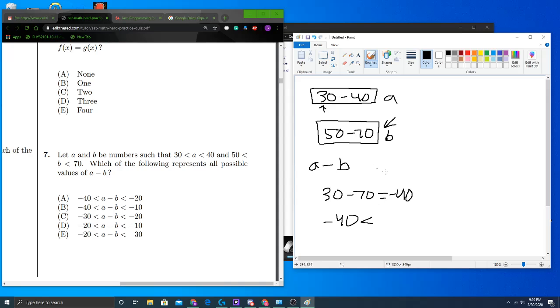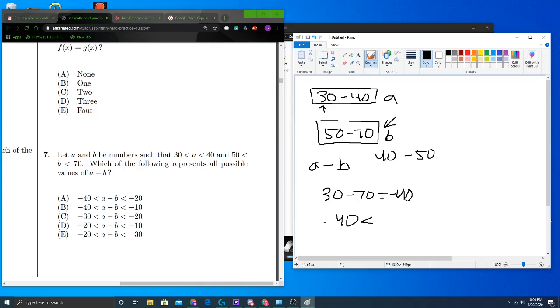Now, what is the greatest number that we can achieve? The greatest number we can achieve is if we choose the biggest number for a and the smallest number for b. So the biggest number for a is 40, and the smallest for b is 50. So 40 minus 50. These are non-inclusive, so b can't actually be 50 or 70, and a can't actually be 30 or 40. I'm just trying to find what range it could get.